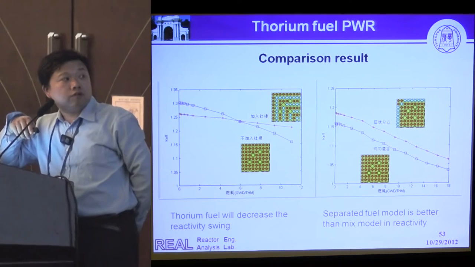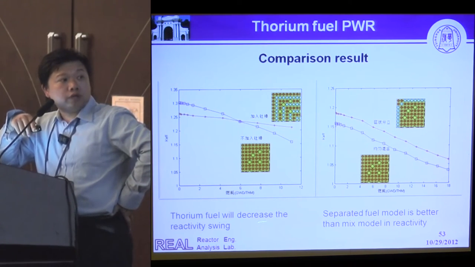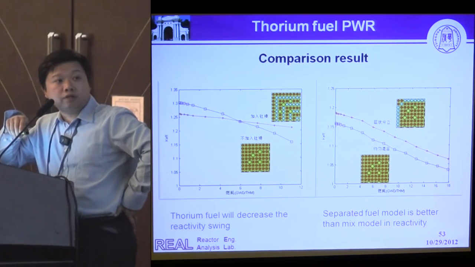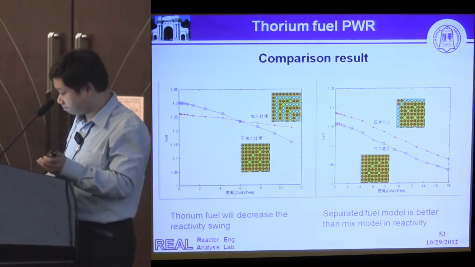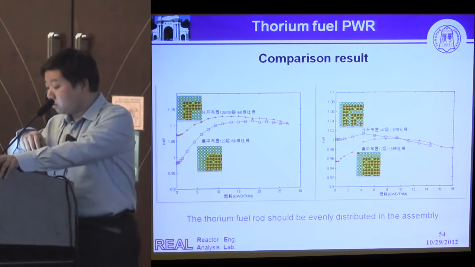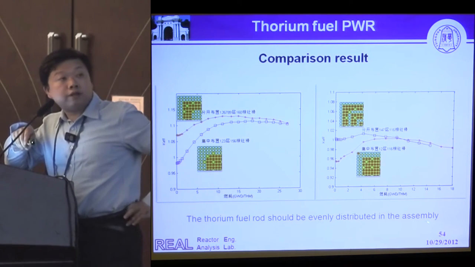From our results, we can get some conclusions. First, the thorium fuel will decrease the reactivity swing. Second, a separated fuel model is better than a mixed model in reactivity. And the thorium fuel load should be evenly distributed in the assemblies.